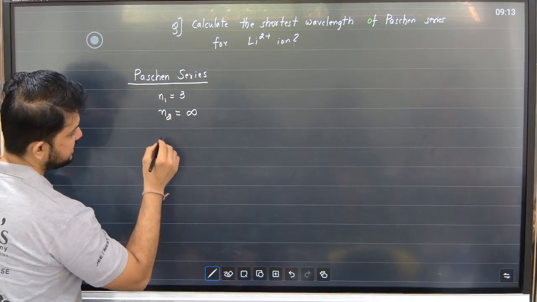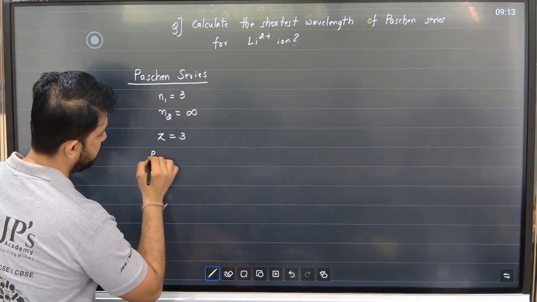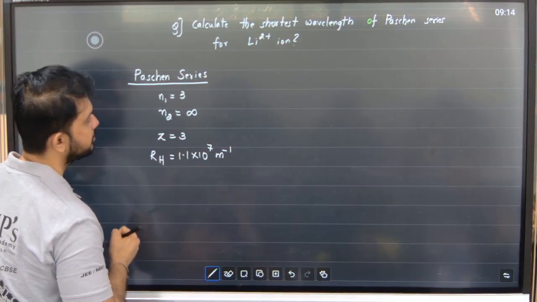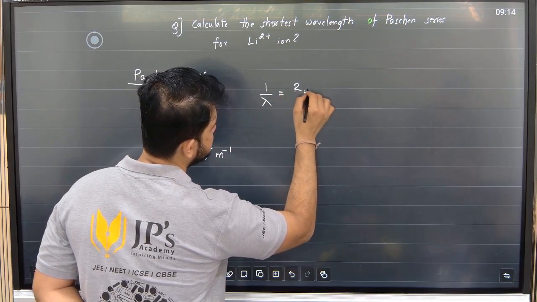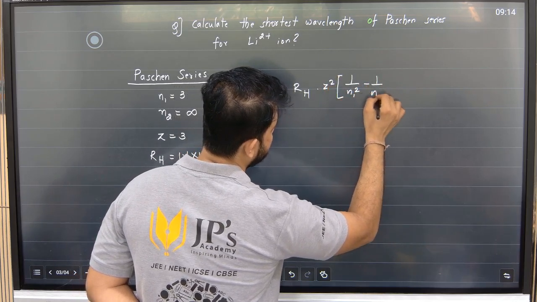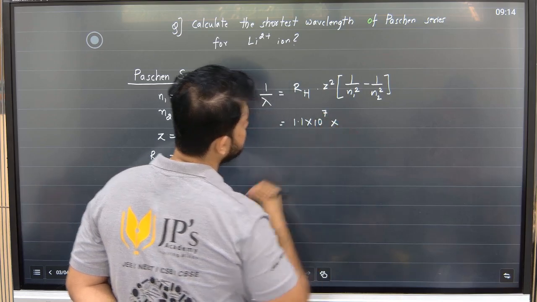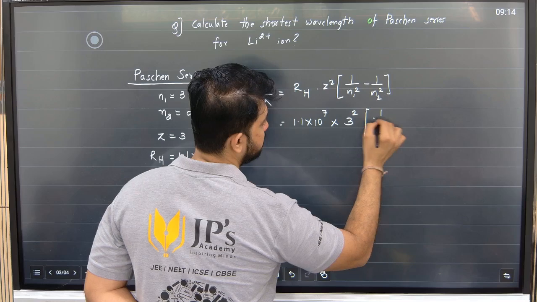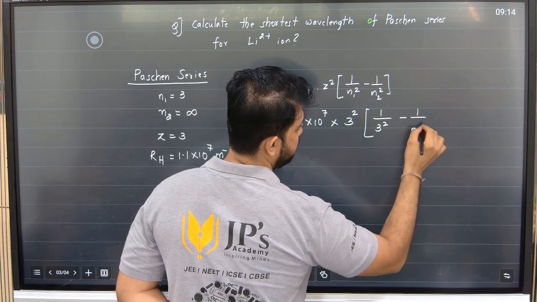Okay. Since it is lithium ion, what will the value of Z be, people? 3. And we know that again RH is equal to 1.1 into 10 raised to 7 meter inverse. Therefore, we apply the formula 1 upon lambda is equal to RH into Z squared, 1 upon N1 squared minus 1 upon N2 squared. RH is 1.1 into 10 raised to 7 into Z is 3 because it is for lithium, so 3 squared, 1 upon 3 squared minus 1 upon infinity squared.